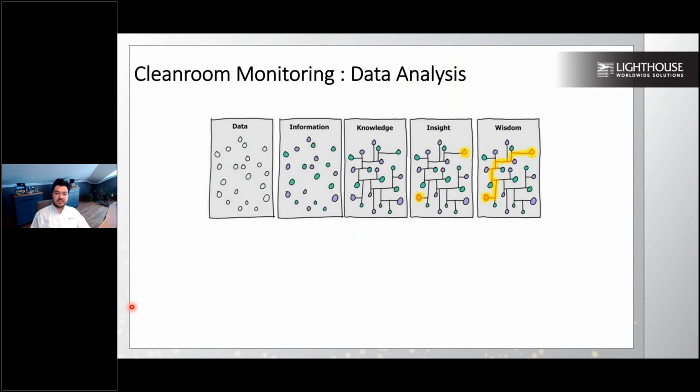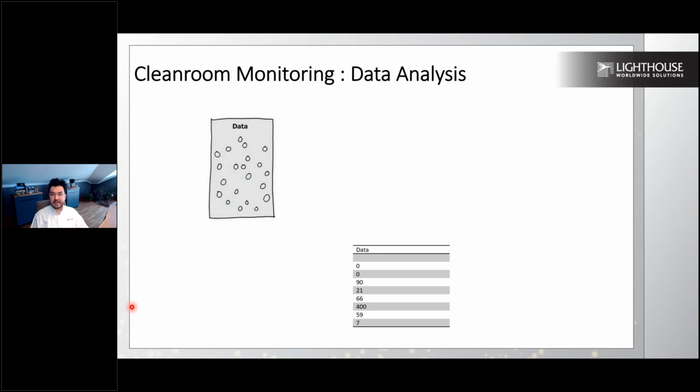Let's take a look at this data analysis. I have given this example several times in our previous presentations, but I think it's critical to know what data is, all the way to wisdom, in order to fulfill your monitoring requirements. Most of the customers, what we are seeing, is they're collecting data, but they don't know what this data means. They don't know the value of this data.